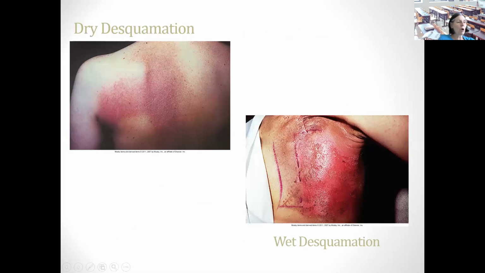Here's a picture of dry desquamation where the skin peels off because it's dry, or wet desquamation where the skin is removed and you've got oozing of body fluids. So either one, both are unsightly, cause side effects, cause poor self-esteem in our patient, are distressing. Wet desquamation is a little harder to manage.